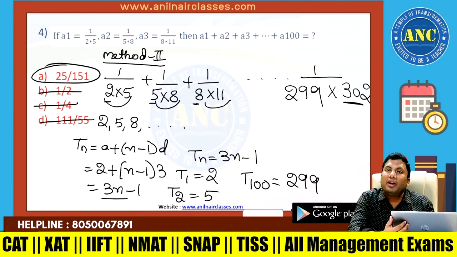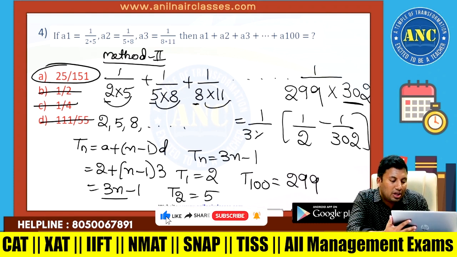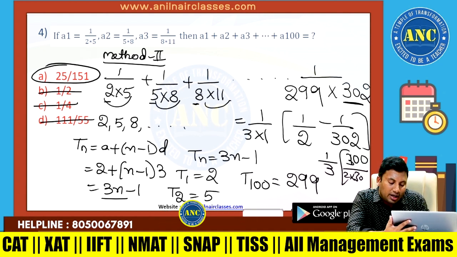So 25 by 151. So answer is nothing but, write down the first term as well as the last term. 1 by 2 minus 1 by 302. 1 by 3 into 1. So this is nothing but 1 by 3 into 302 minus 2, 300 divided by 302.